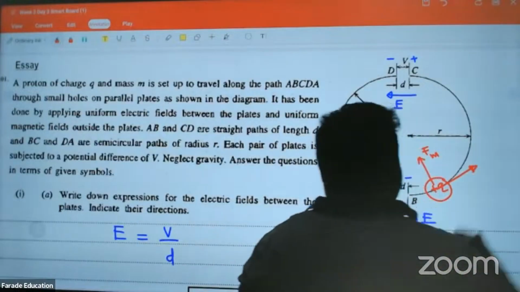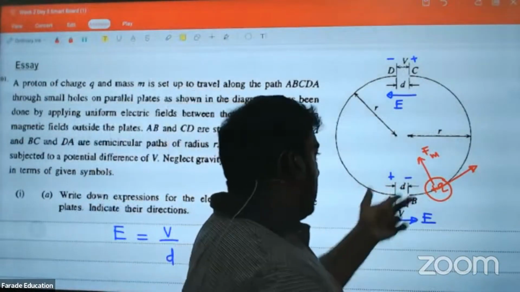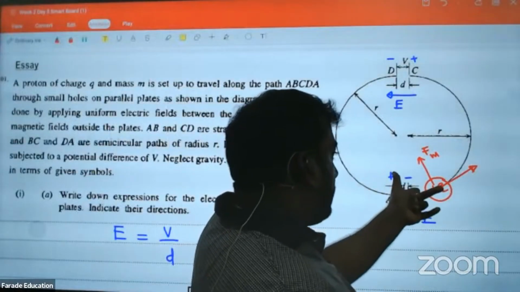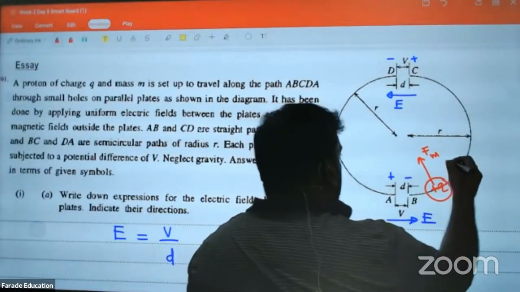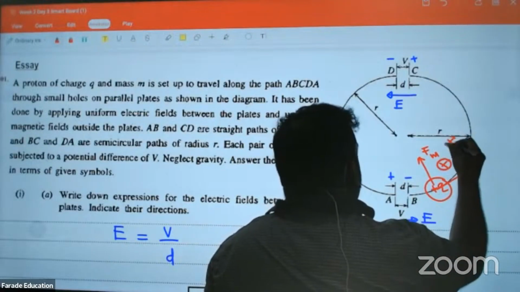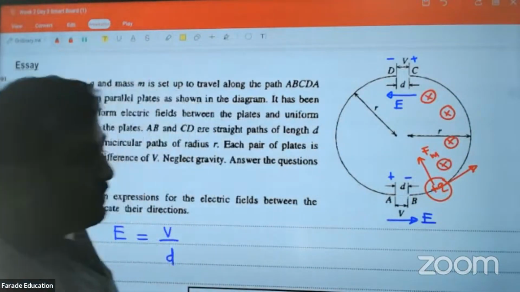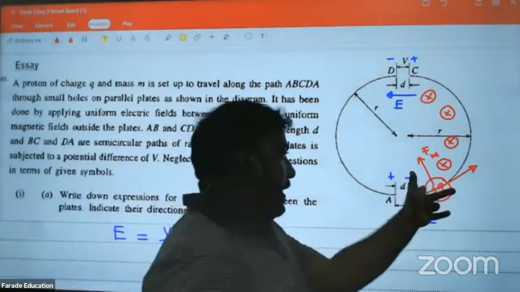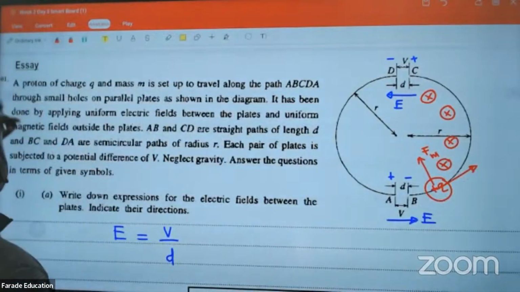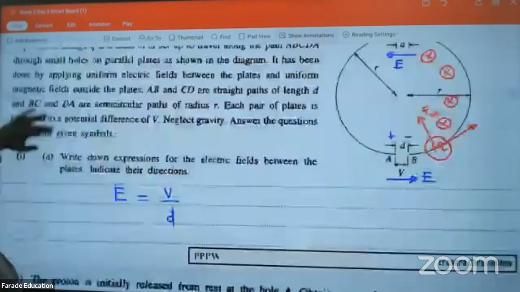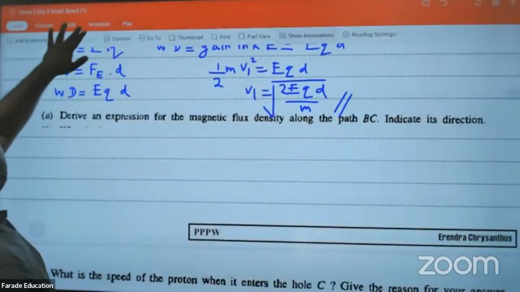Here you have velocity. Fleming's left-hand rule: force is here, current is there, so the field should be inward. So the magnetic field is acting into the region here. Left-hand rule: field, force, current. So I've indicated the direction there.